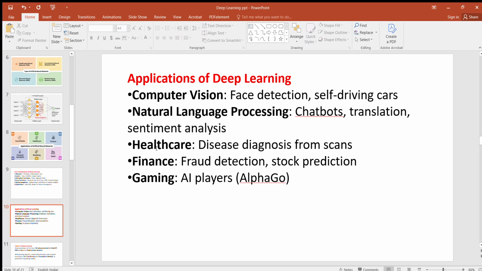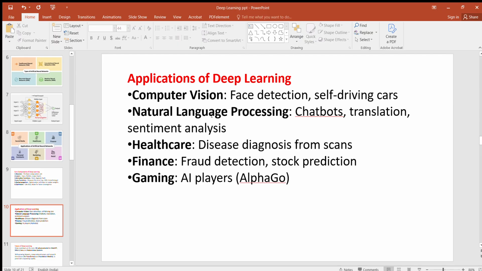Other applications: healthcare, such as disease diagnosis from scans. Nowadays doctors use these applications for diagnosis, and some equipment has also come. In future we are developing more applications in healthcare, so all kinds of diseases can be identified or diagnosed with the help of deep learning applications. Finance: fraud detection, stock prediction. You can easily do these using deep learning.